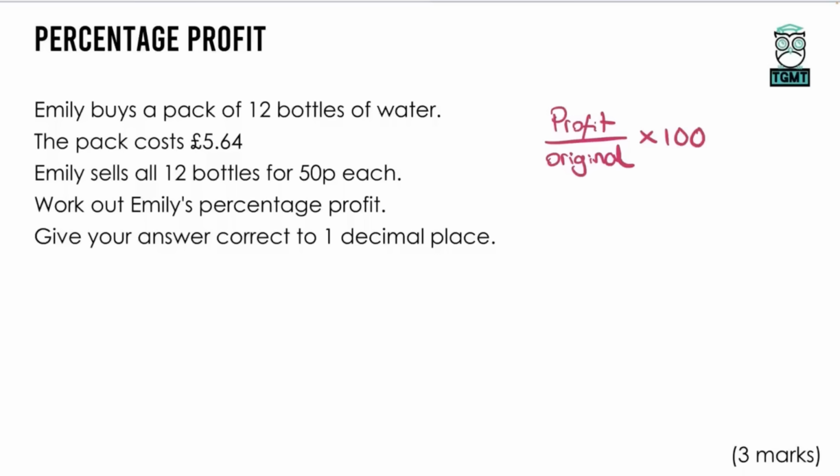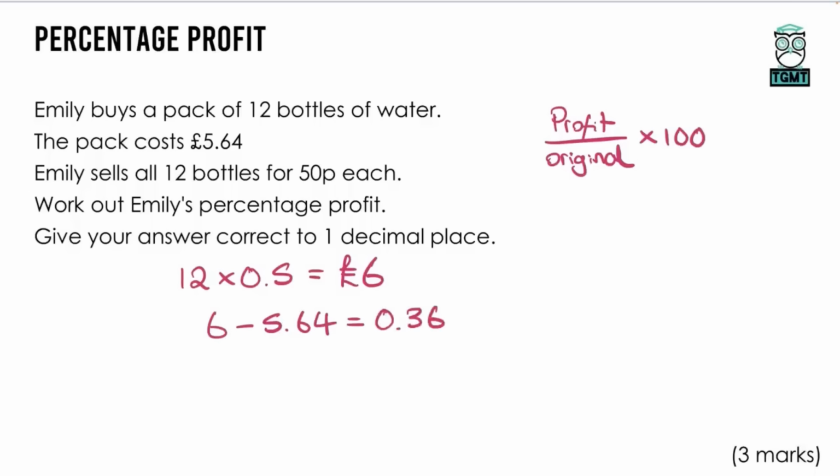So to work out the profit, we need to work out what she actually sold them for. So here we have 12 times 0.5 or 50p. We can do it in pence and then convert it. I've just converted it first, and that comes out as £6. So £6 is what she sold them for. She paid £5.64. So if we work this out, it will tell us our profit. So 6 take away £5.64, and that is equal to 0.36. So the profit she made is 36 pence.